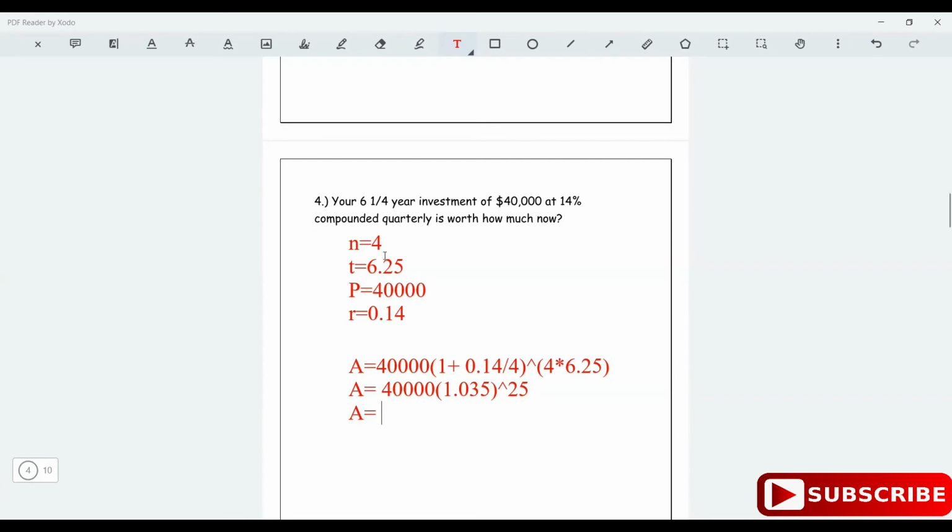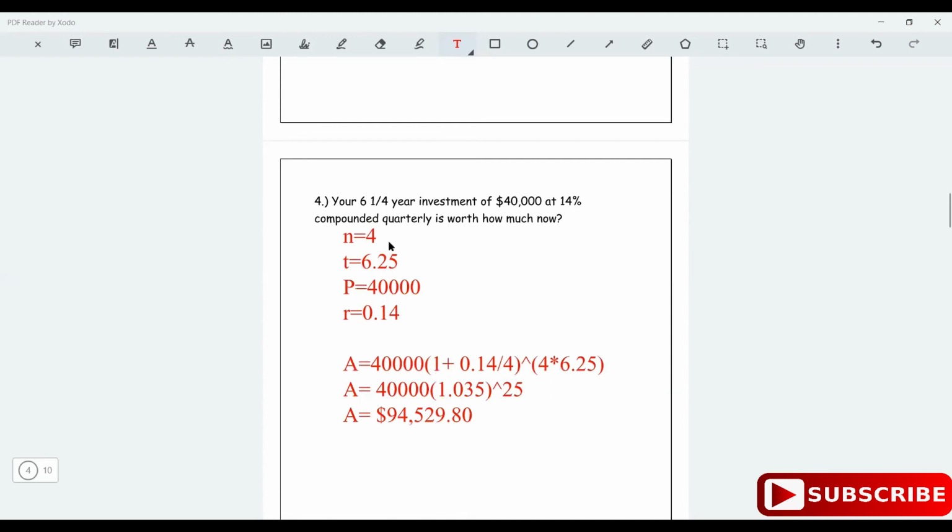Let's check this again. 0.14 divided by 4, 1 plus that, raised to the time, which is 6¼ years, and n is 4. So that's to the 25 times 40,000. Oh my golly, that's 94,000. This is a lot of money. $94,529.80. So a lot of money was made if you compound it quarterly at this interest rate.